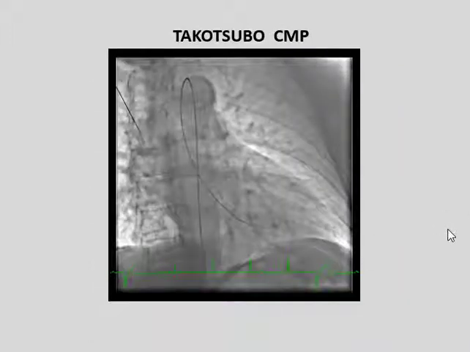Finally, we're coming to the end and we're approaching our cardiomyopathies. You've seen a normal cardiomyopathy caused by an ischemic event, ischemic cardiomyopathy. This is a Takotsubo's cardiomyopathy. May as well play it.